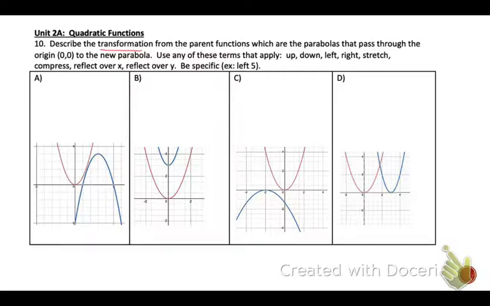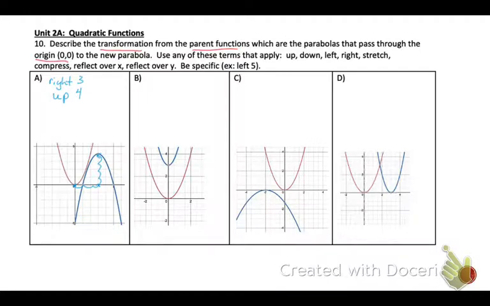So we're going to track the vertex. If you look at A, and we look at the parent function, which goes through the origin, we're going to track the vertex to the new one. And so we notice that the new vertex has shifted over 3. And so we have a transformation of right 3. And now let's see how far up that vertex is. So it is up 4.